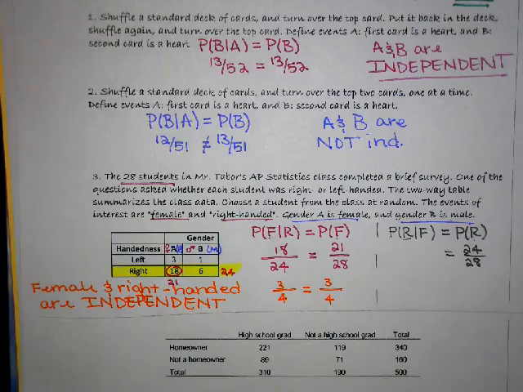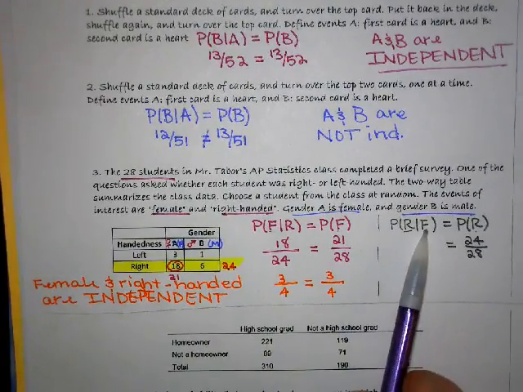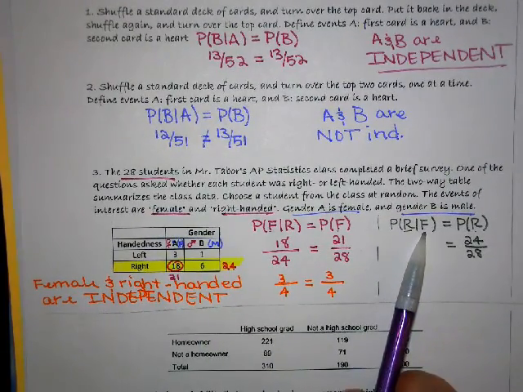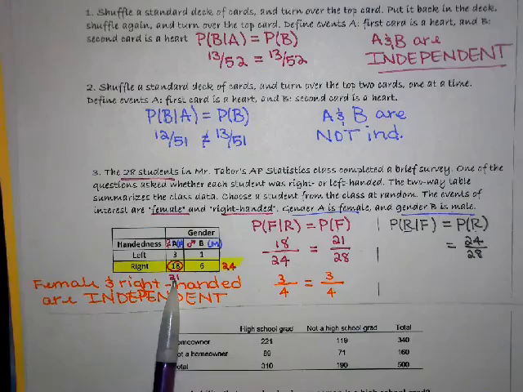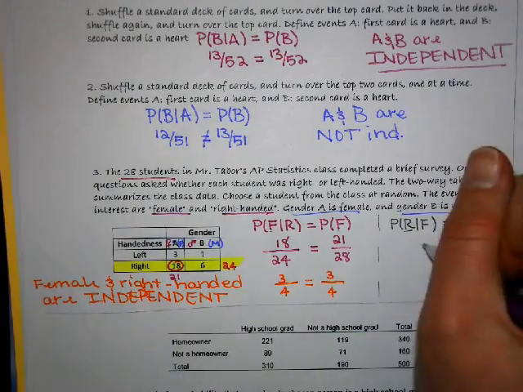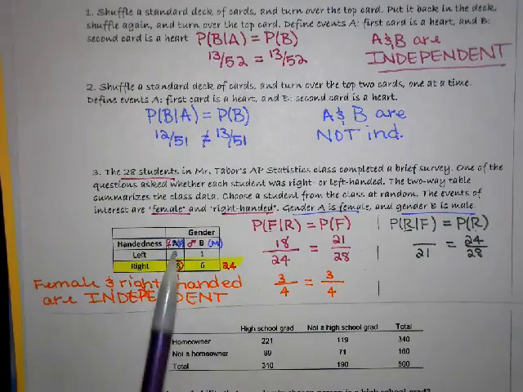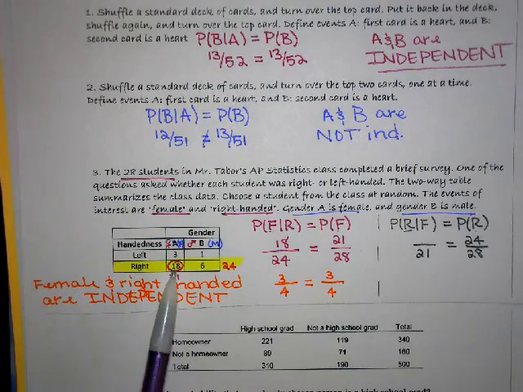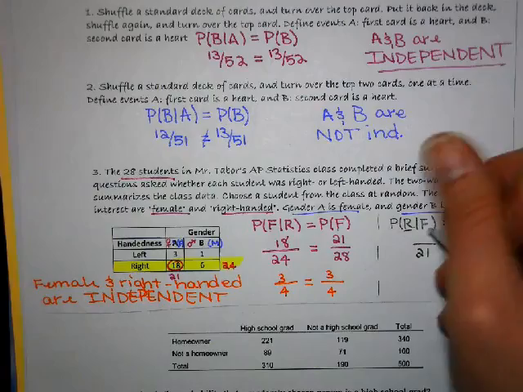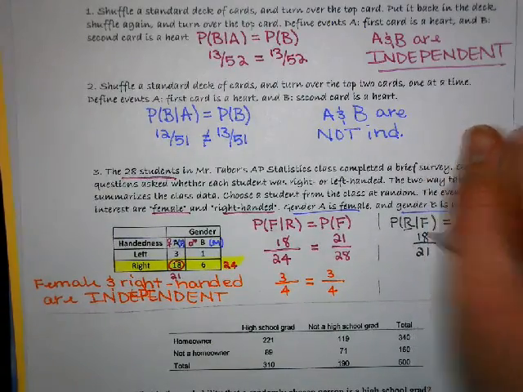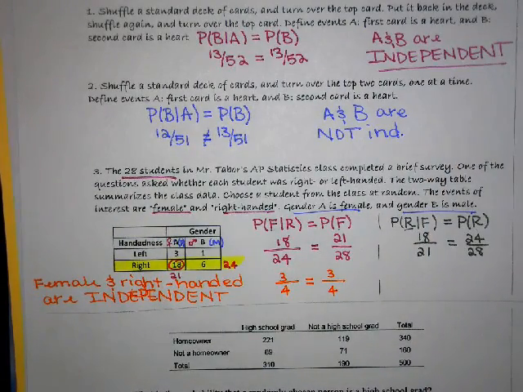For right-handed given female, we're given the student is female, so we look at the female total, which is 21. So this is out of 21. And of those 21 females, 18 are right-handed. So this is 18 out of 21. And again, you can type it into the calculator. You can see that the decimals are equal.